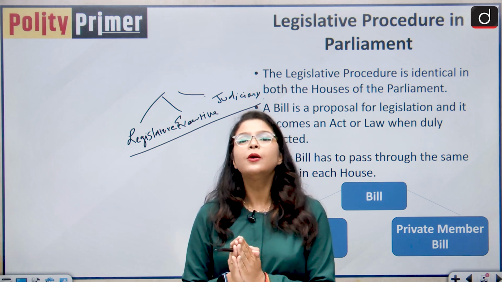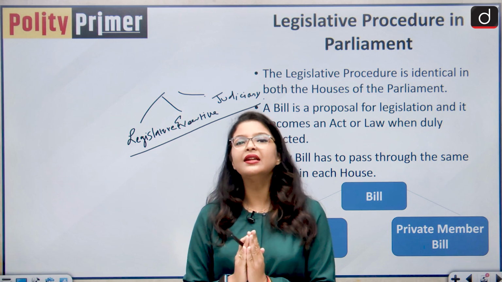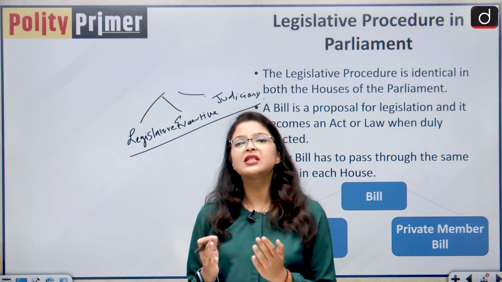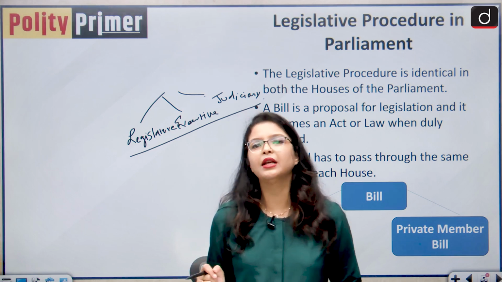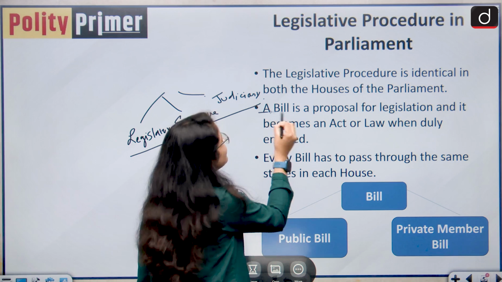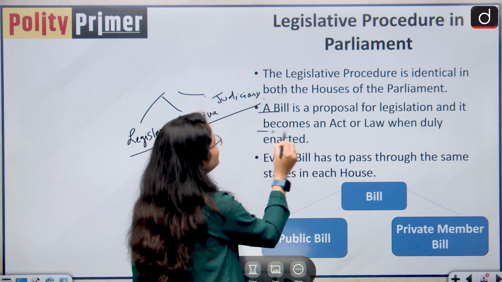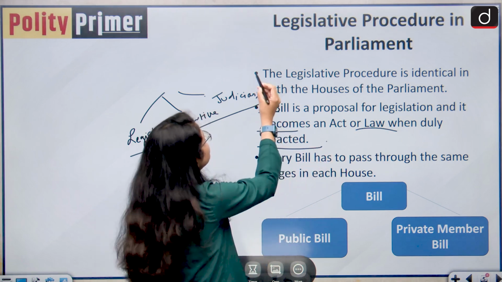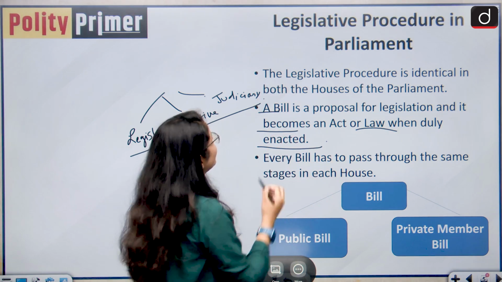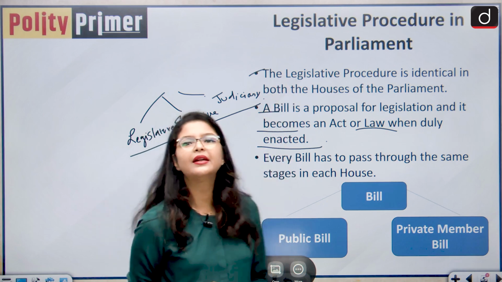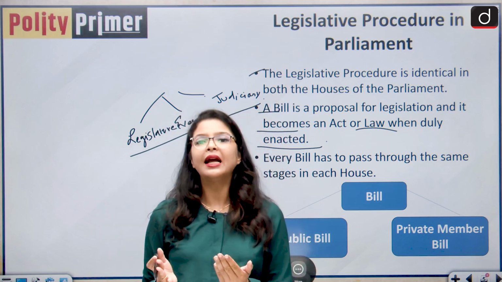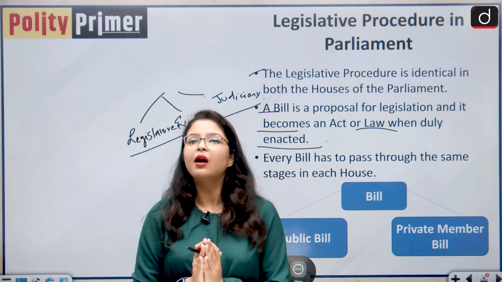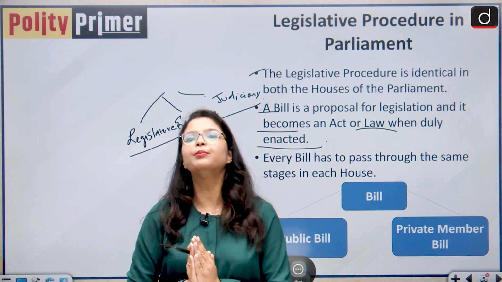In India, the law-making power is entrusted to the legislature. So how is a law made in India? Firstly, it is tabled as a bill in the Parliament. What is a bill? A bill is a proposal for legislation and it becomes an act or law when duly enacted. The legislative procedure is identical in both houses of the Parliament. Whenever a bill is tabled in either house, it passes through the same stages in both houses.